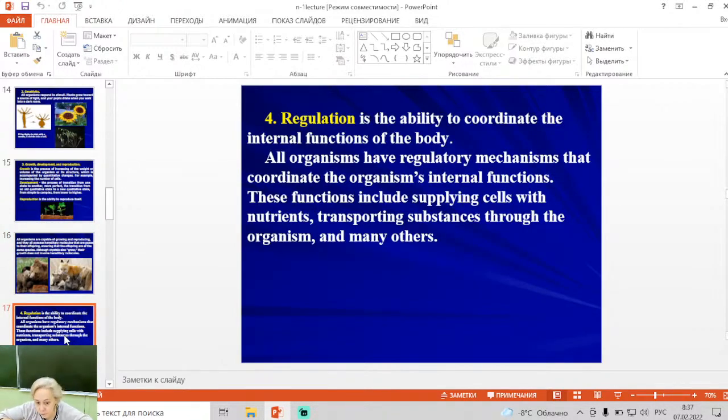Next, property of life, regulation. Regulation is the ability to coordinate the internal functions of the body. All organisms have regulatory mechanisms that coordinate the organism's internal functions. These functions include supplying cells with nutrients, transporting substances through the organism, and many others.